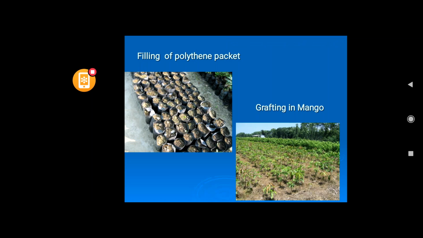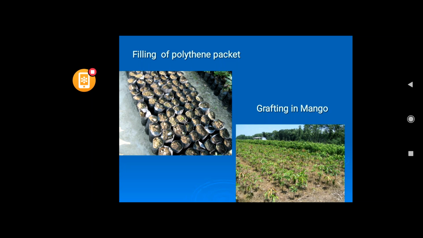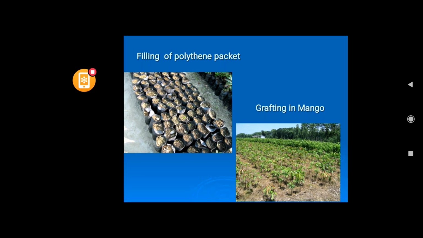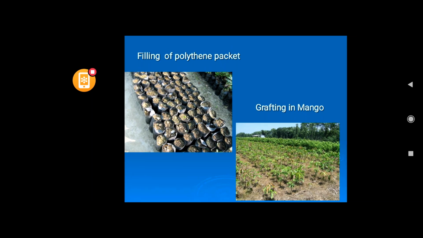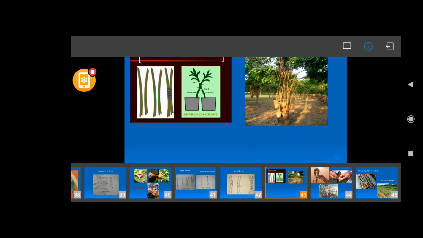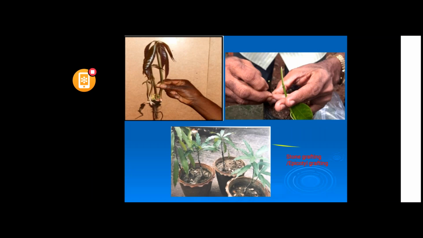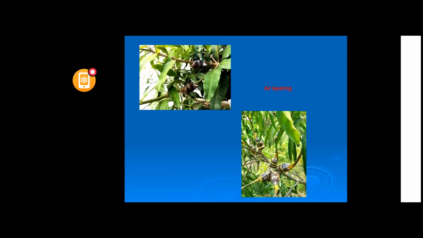Filling of polythene packets like this, grafting of mango. This is the seedling, and grafting is given. Air layering is not common for mango. Still, it can be practiced, but not with such high success. That is not a commercial method generally in mango.